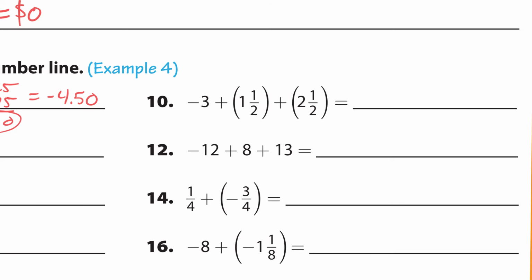Okay, number 10. I think I'm going to put these two together right here. Since you're adding, it really doesn't matter what order you add stuff. So if I do the halves, that's 1 plus another 1 is 2, plus 2 is 4. So that all added together is 4, and I have negative 3 plus 4. Well, that's just 1.